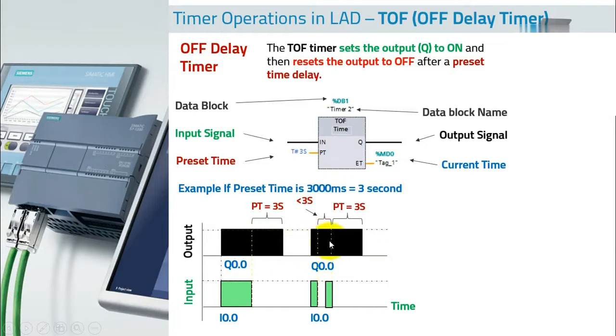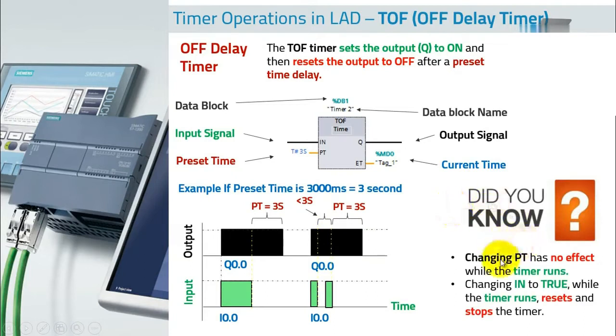Let's understand what's happening here. When you turn on the input, the output is on. When you turn off the input, the time starts. Now, if this time is less than PT or 3 seconds, and you turn on the input again, the timer will reset ET, and when you turn off the input again, it will load this time to ET and start the time again. So now the total time is more than 3 seconds. Unlike timer pulse, where this does not affect the operation, here it does affect.